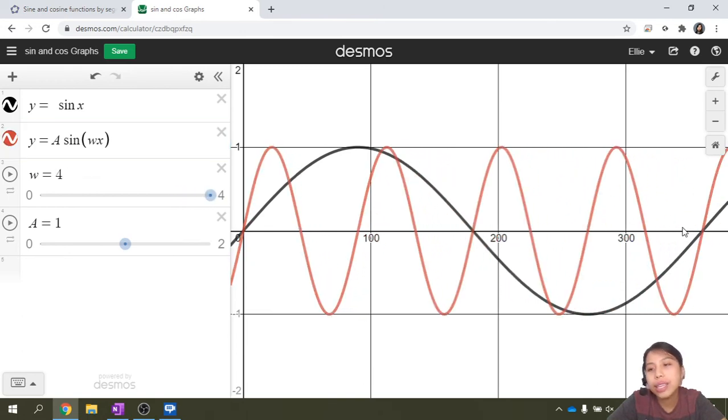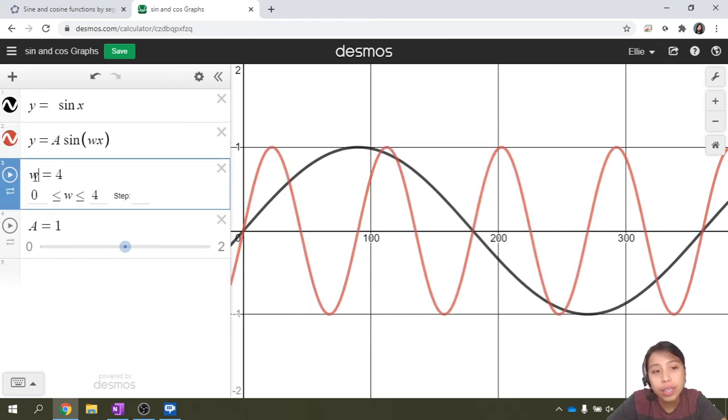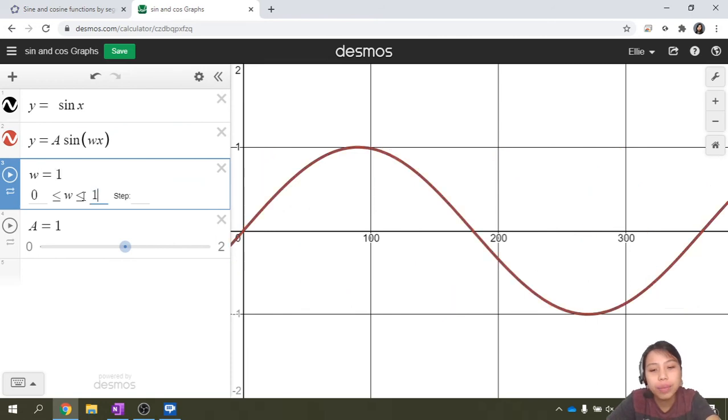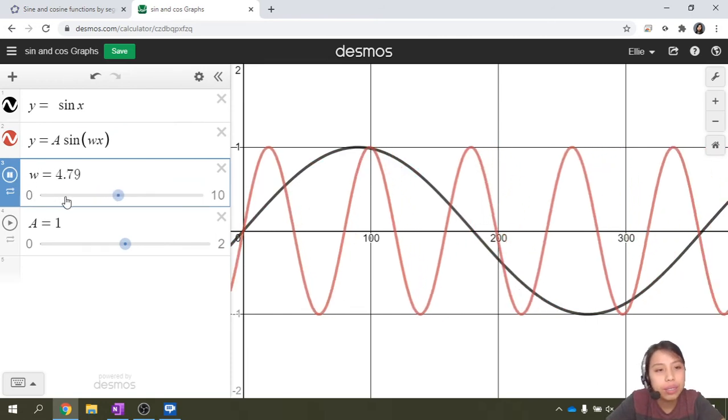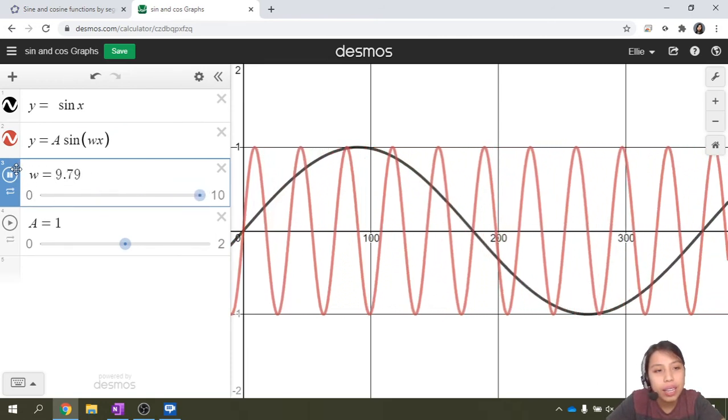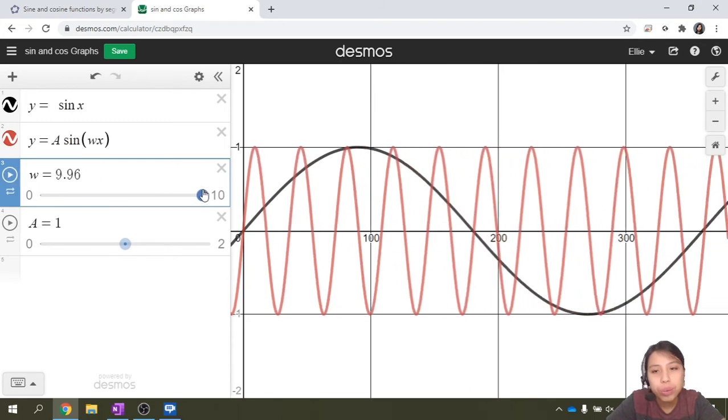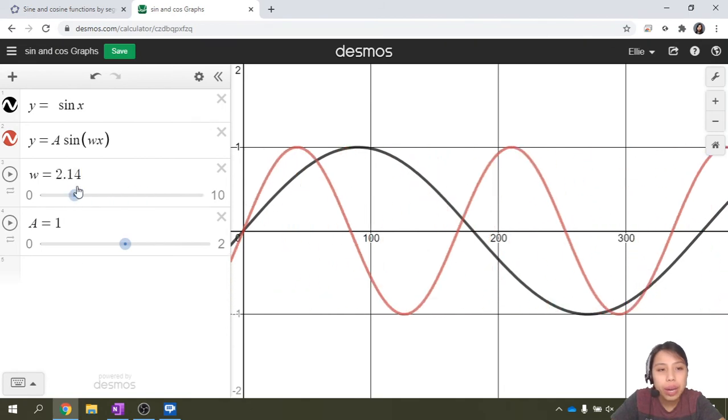More and more cycles can fit inside the 360 degrees. Where is 360? 360 is somewhere here. So you see, more and more cycles. Actually, you can make the frequency go even higher, maybe until very, very high, like this. Okay, so this is what I mean by your graph is squashed. Let's go back to 1.